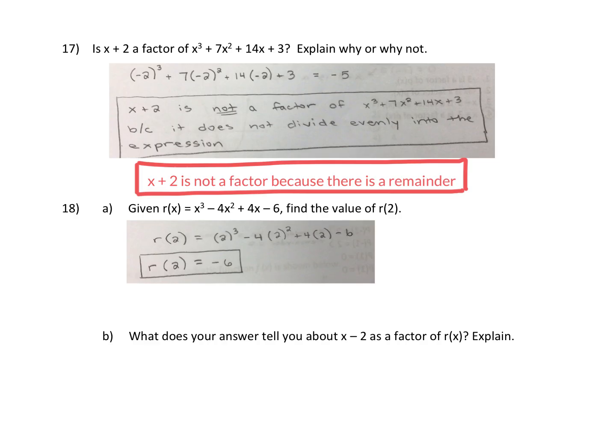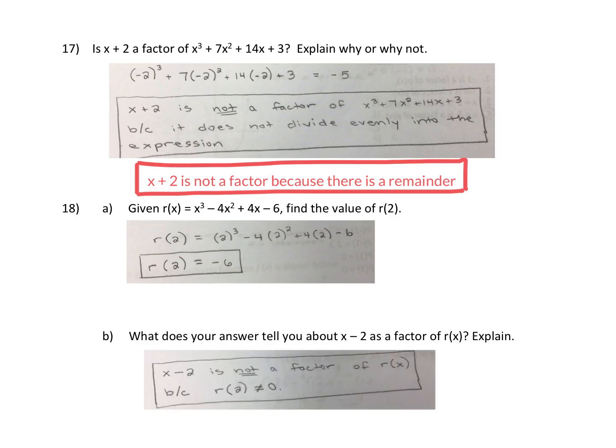Okay, part B says, what does your answer tell you about x minus 2 as a factor of r of x? And then they want you to explain, so make sure you explain. Well, because we have a remainder of negative 6, it means that x minus 2 is not a factor. So I just said x minus 2 is not a factor of r of x because r of 2 does not equal 0. You could have also said that x minus 2 is not a factor of r of x because, same reasoning as up here, there is a remainder. So either answer would work for part B.